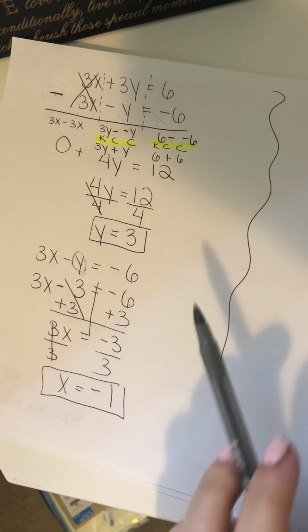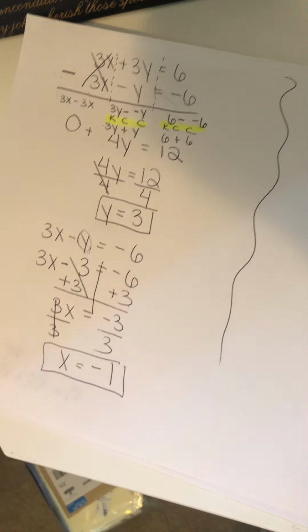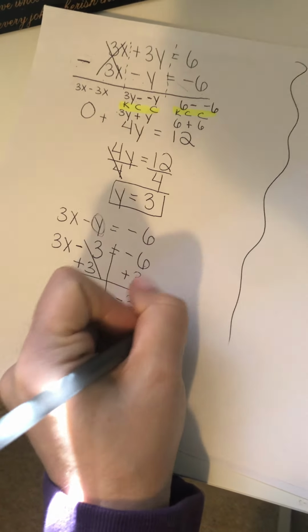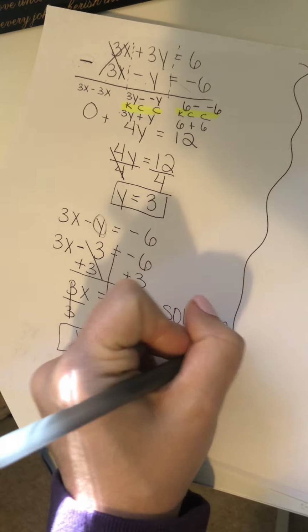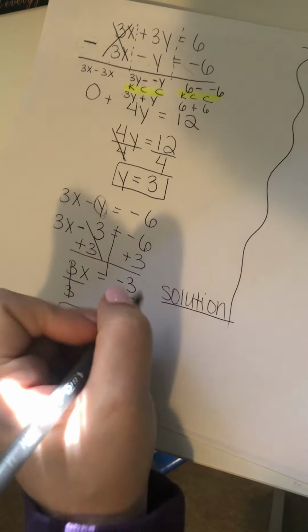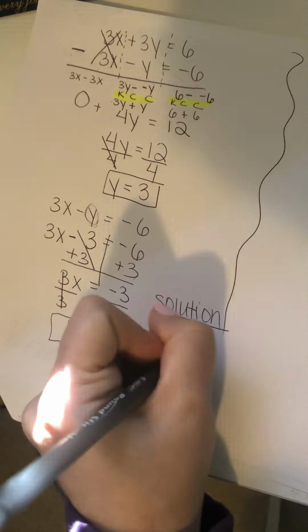Okay, so we have y, we have x, and then you should know by now, we always write our final answer as a solution, which would be x first, so negative 1, comma 3.